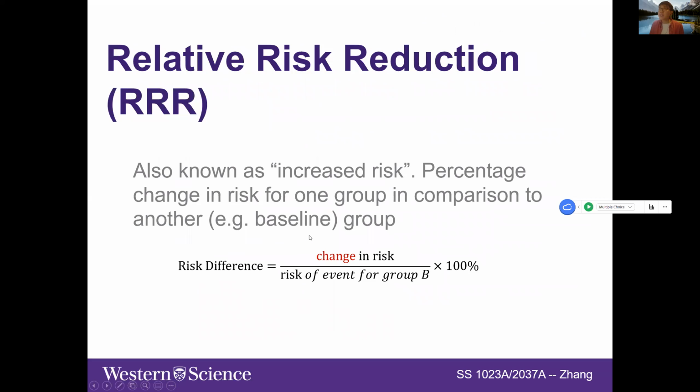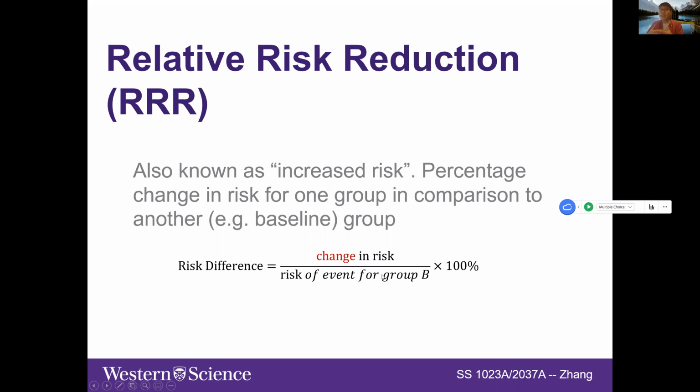So besides the absolute risk reduction, there's another way to measure the difference between the risks of the two different groups. There's another concept called the relative risk reduction, which is also known as the increased risk. The basic idea is that the numerator comes from our previous slides, which is the absolute difference, divided by the risk of the event of our baseline.